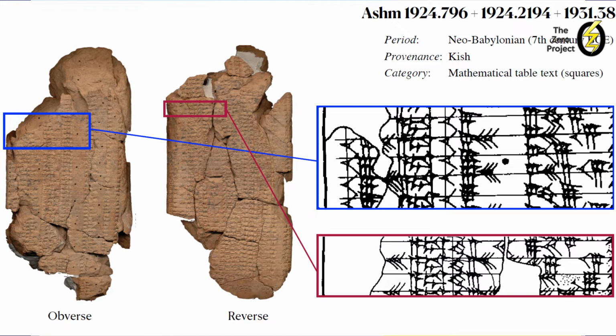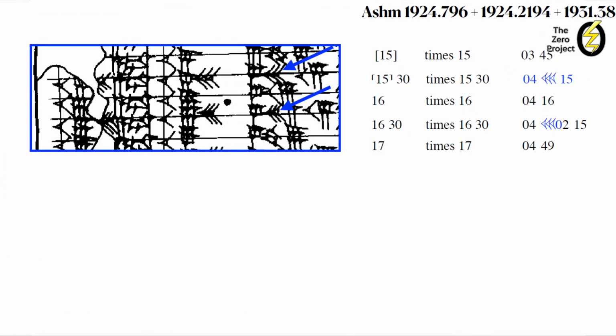And in around the 7th century, we have a text coming from Kish, a Neo-Babylonian text, which is shown here, and I'll be looking at one bit of its obverse, one bit of its reverse. It's a table text. It is a multiplication text, and a squaring text, and more specifically, it is multiplication of numbers by themselves, and written out explicitly as such.